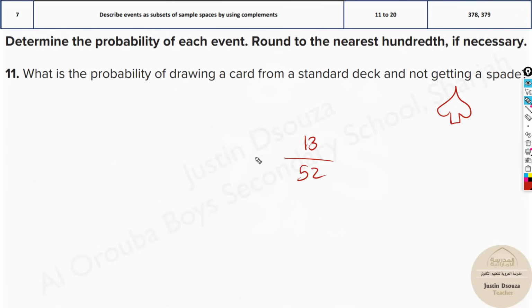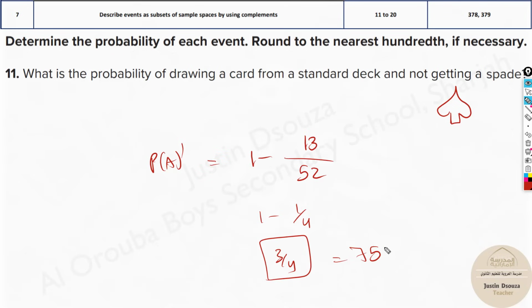But we do not want a spade, so just subtract it by 1. This is the probability of a complement. So that would be the answer. You can just put it in the calculator. It's 1 minus 1/4, because 13 by 52 is 1/4. And we have 3/4. That is 75%.